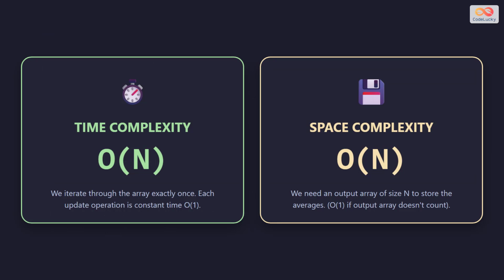By using this method, we achieve a time complexity of O(n), meaning we touch each element only a constant number of times. Our space complexity is also O(n), simply to store the result array that we return.